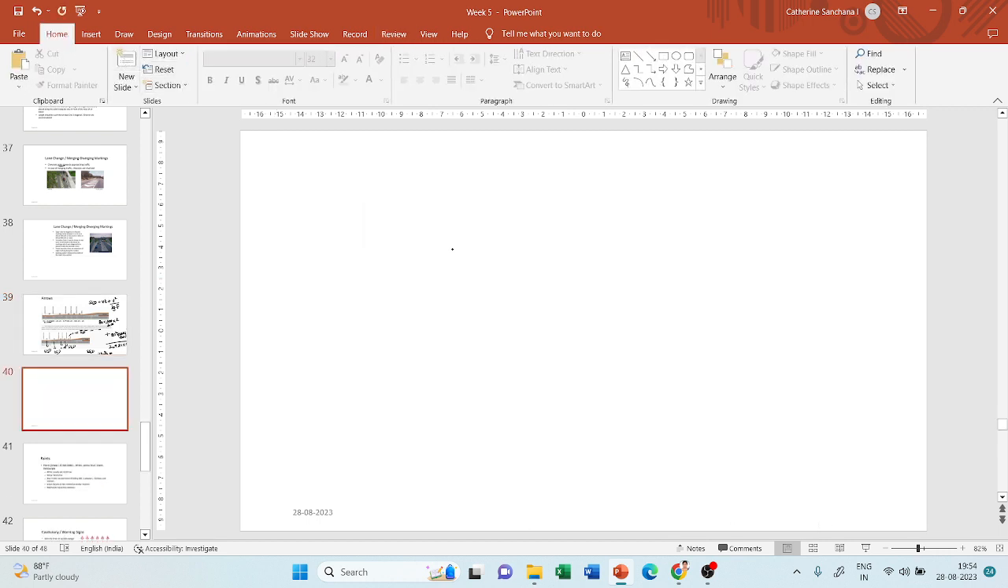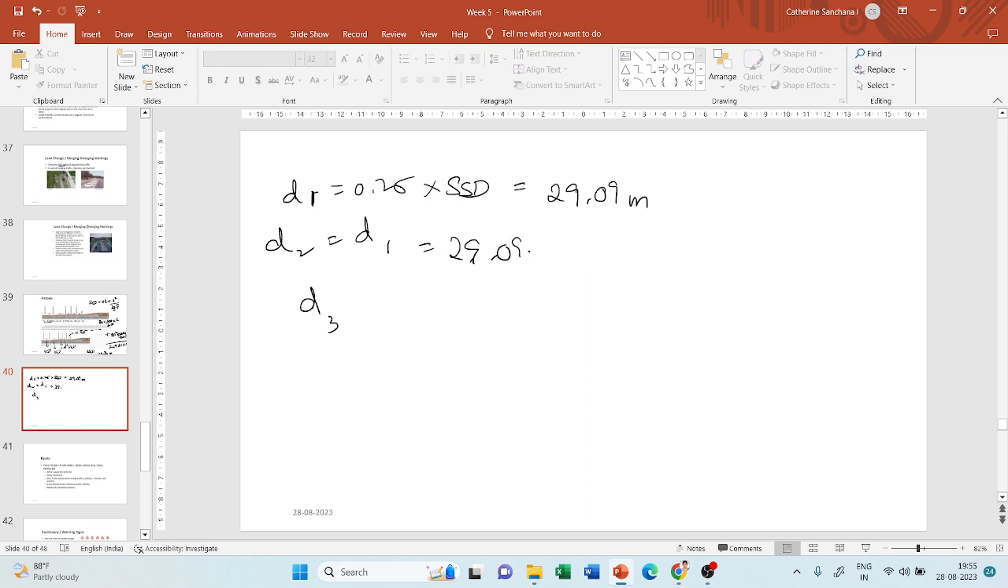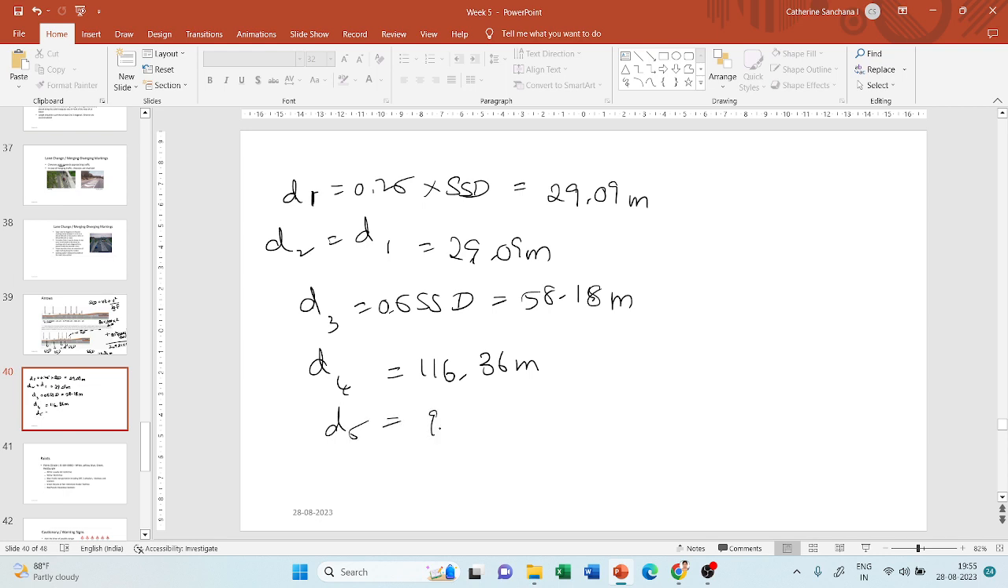So now what is D1? D1 is equal to 0.25 into SSD. D2 is also equal to D1. 0.25 times SSD is 29.09 meters. So D2 is also 29.09 meters. D3 is 0.5 times SSD, which is 58.18 meters. D4 is equal to SSD, which is 116.36 meters. And D5 is also equal to SSD, which is 116.36 meters.